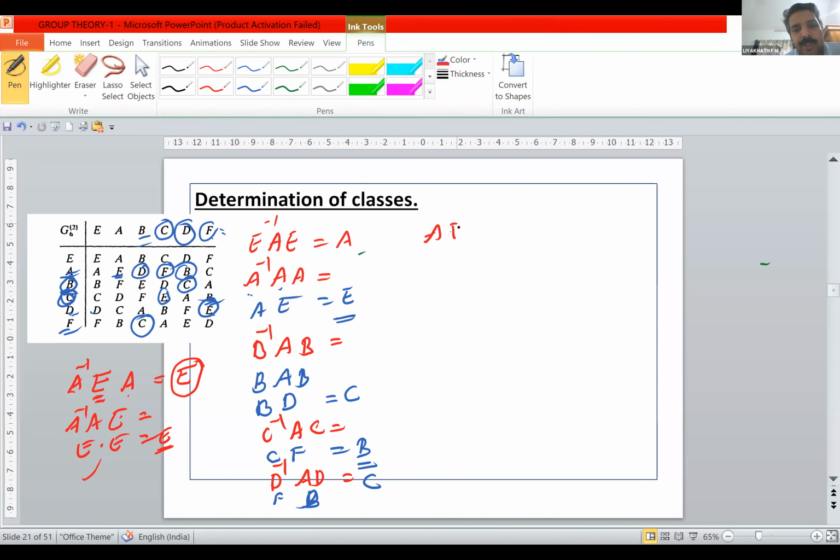A left multiplied with F and right multiplied with F inverse. And what is F inverse? F into D is equal to E. Therefore, F inverse is equal to D. So D A F, what is AF? A into F is equal to C. So D into C. What is DC? DC is equal to B.